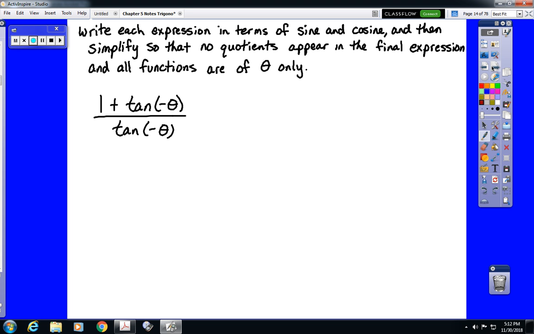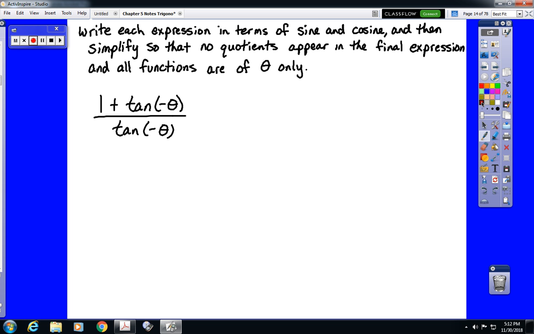Okay, that brings us to 1 plus the tangent of negative theta over the tangent of negative theta. Alright, so we're starting off with a quotient here. That is a little bit of a problem. We're not allowed to have quotients in our final answer, so we know we have stuff that we need to do.